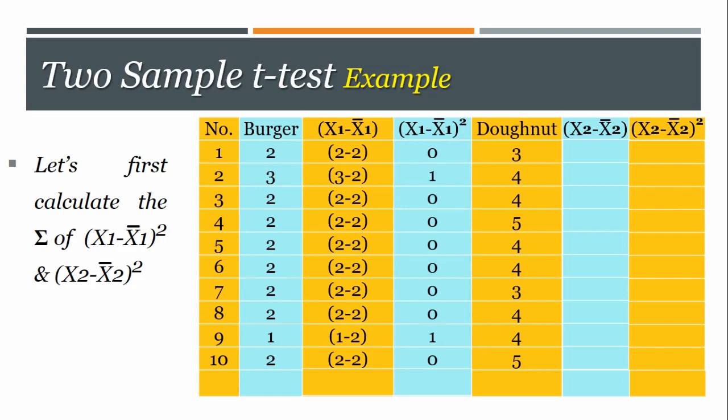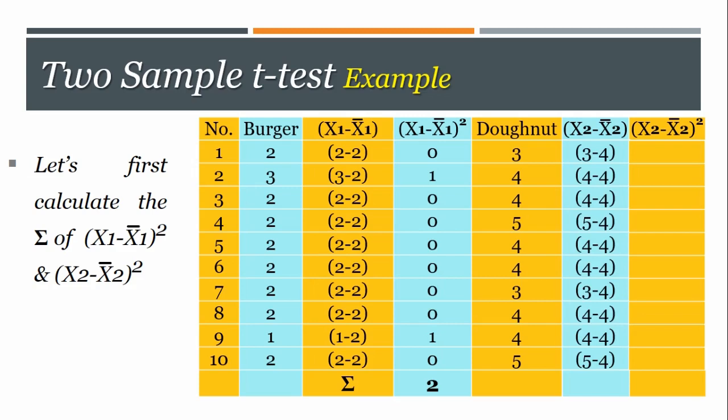And since we will be requiring the summation of these (x minus x bar) squared values, the summation value obtained is 2. We will do the similar calculation for the hotel industry group to whom the donut was given: the x2 minus x bar 2 values, the squares of the differences, and the summation value. So for (x1 minus x1 bar) squared, the summation value obtained is 2, and for (x2 minus x bar 2) squared, the summation value we have obtained is 4.